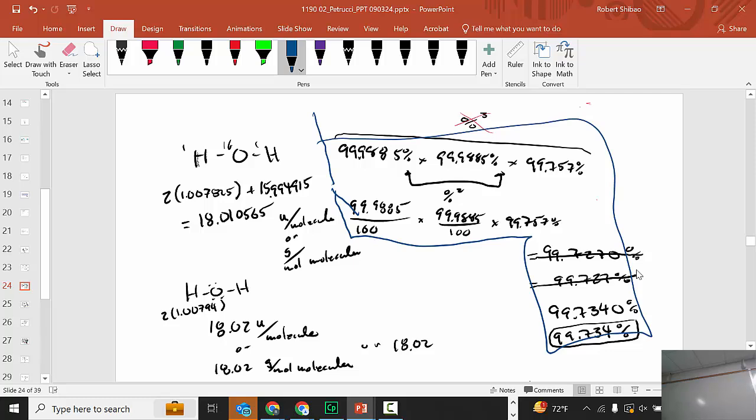So this makes sense as well. Versus if I thought about just adding the percentages here and then dividing by 3 to get the average, it doesn't quite make physical sense, but this makes more physical sense.